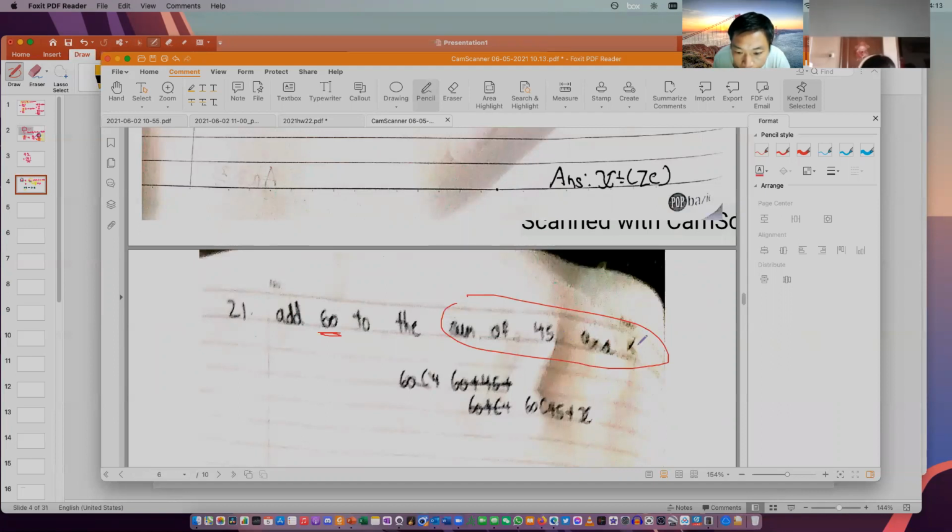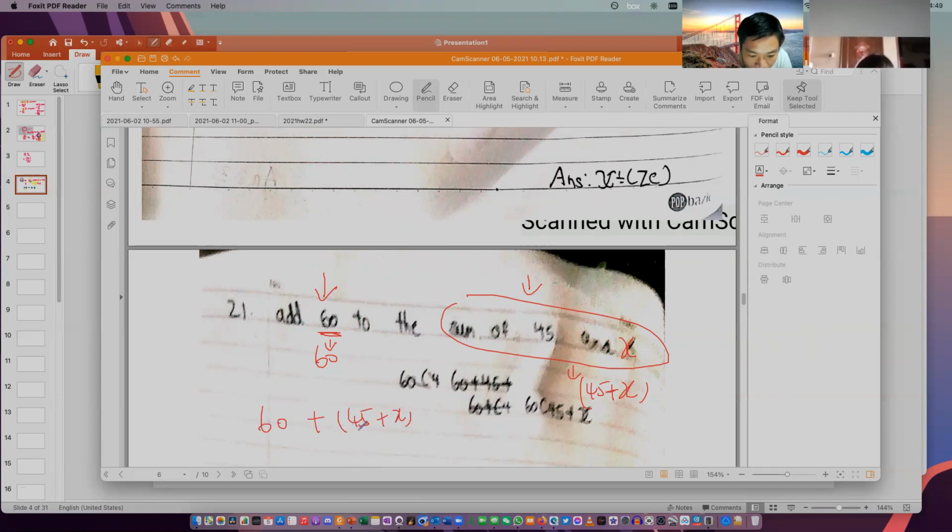Sum of 45 and X. Okay, so that means there are two parts for this question. This is the first part, 60 is the first part. The second part is this sum of 45 and X. So what you're going to do is write down the 60 here, and then write down the second part, which is 45. Sum means add, right? Sum means add. So 45 and X. So what you do is you add 60 to the 45 plus X.